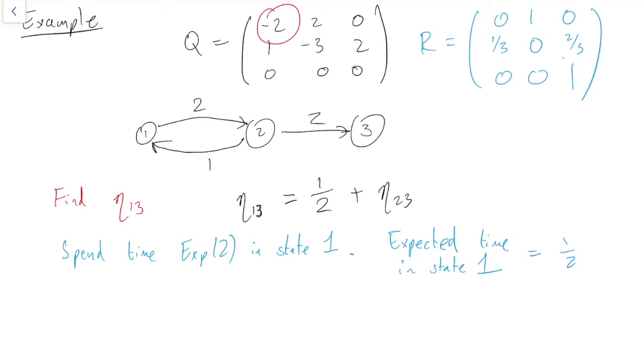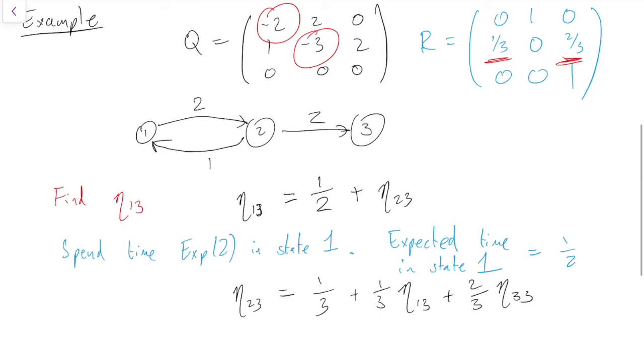So as we've always done before, we need to write down an equation for eta 2, 3 by conditioning on the first step. So the amount of time we spend in state 2 before moving is exponential with rate 3. So that has expectation 1/3. That's 1/3 for the expected amount of time we spend at 2, but then we condition on the first step, right? We go down to 1 with probability 1/3, up to 3 with probability 2/3. So that's 1/3 eta 1, 3 plus 2/3 eta 3, 3.